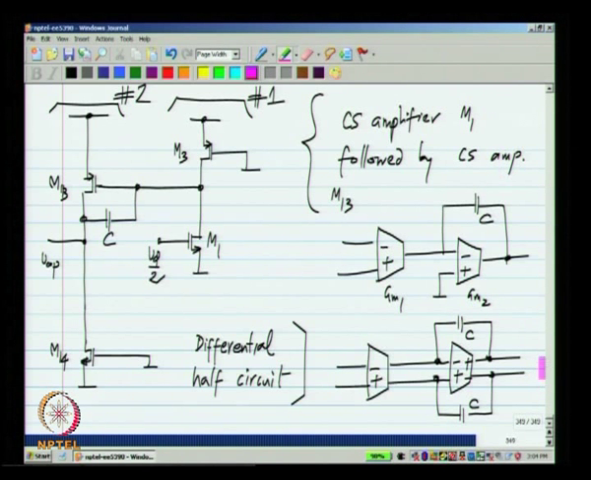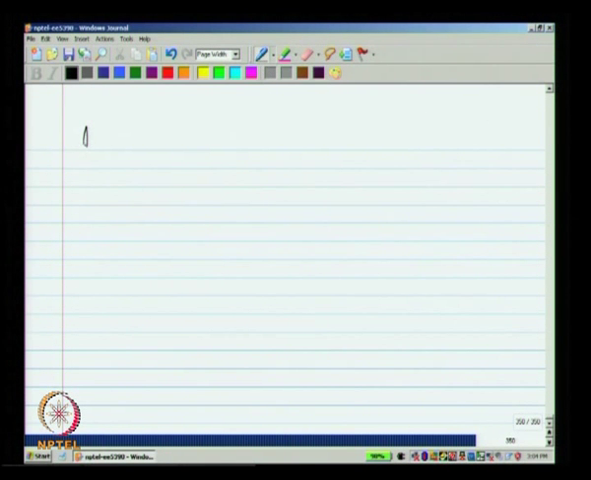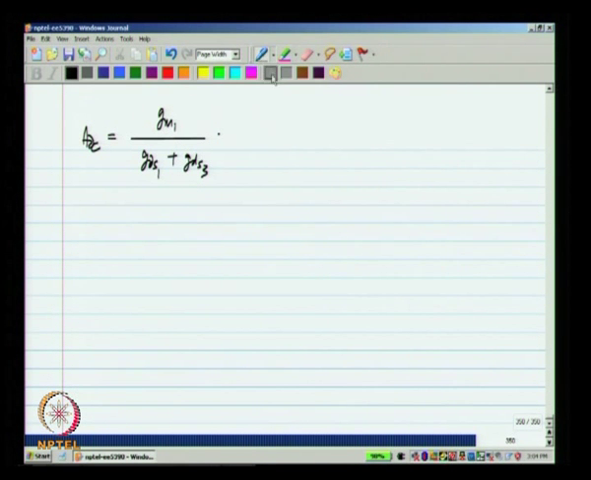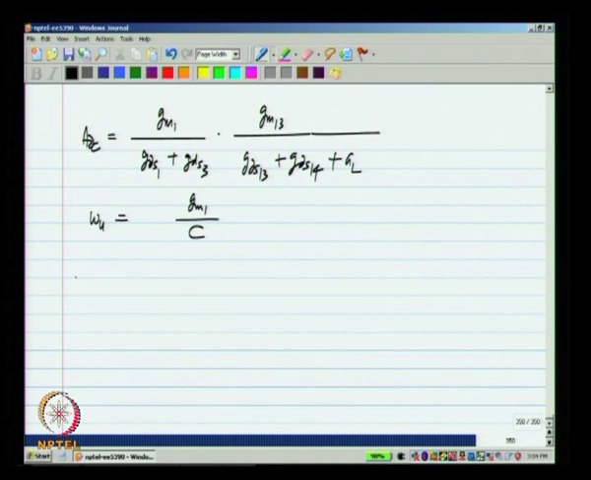Okay. So, the DC gain of this will be the gain of the first stage GM1 by GDS1 plus GDS3 times, that is very easy to see in the half circuit, we have GM1 loaded by GDS1 and GDS3 times GM13 divided by GDS13 and GDS14. I am assuming that there could be some load here which will be GL, and the unity gain frequency of course will be GM1 by C.